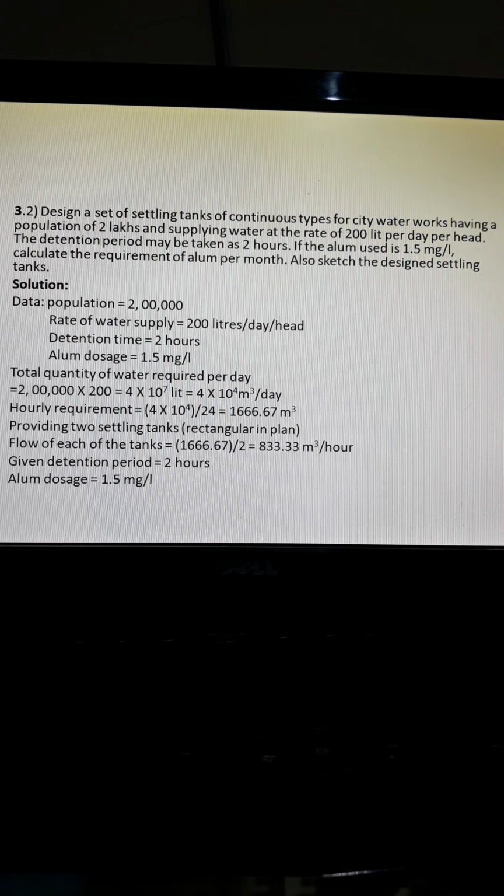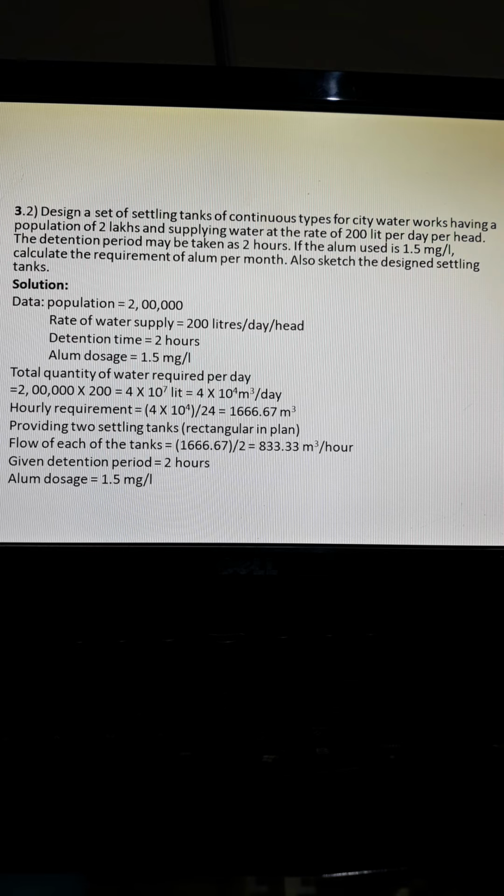In the problem it is given as designing a set of settling tanks. Set means it should be more than one. It may be 2, 3 or any number. Unless it is given, you are free to assume. If it is given, you will have to take the number of tanks according to the data given.